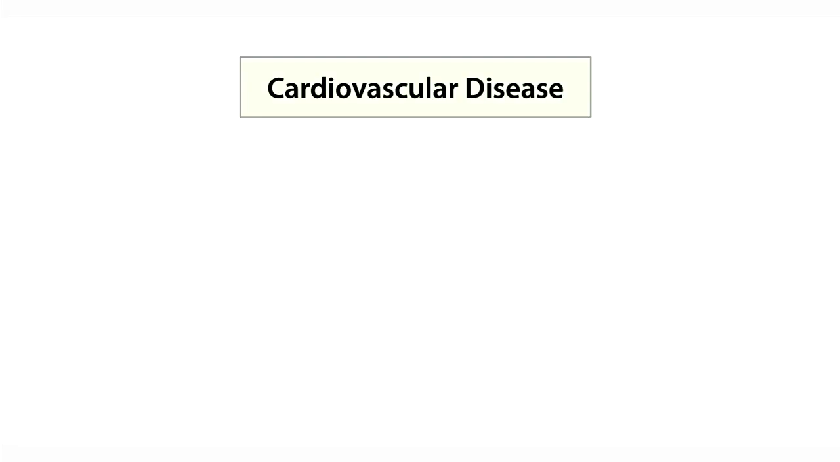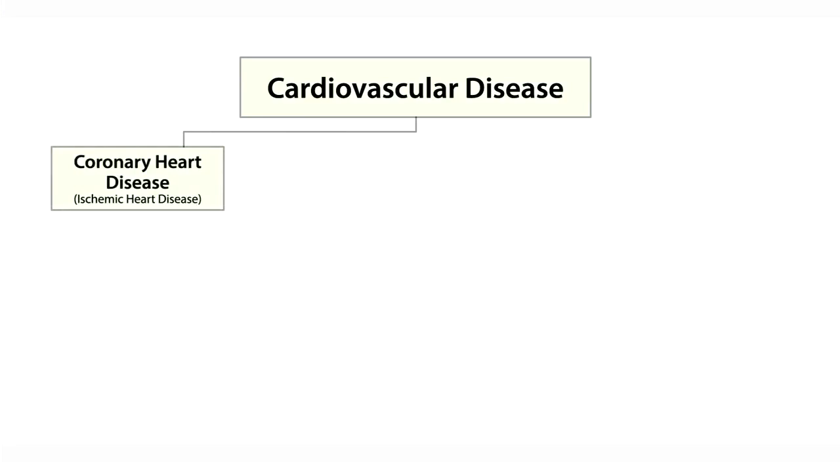Heart diseases and blood vessel diseases are together known as cardiovascular disease. They are of various types. The leading cardiovascular diseases are coronary heart disease, also known as ischemic heart disease, which is because of blockages in the blood vessels of the heart, ultimately resulting in heart attacks and damage to the heart muscle and sudden cardiac death in some instances.